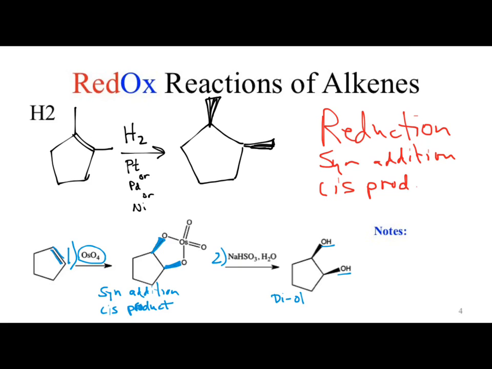We get our cis product, and we could say syn addition. So those two just go hand in hand. Like I think I said on Tuesday, it's kind of like an adverb versus an adjective. The cis is describing your final product, so I would call it an adjective, and syn is describing the action of the reaction. Okay? What's the net result as we move from our alkene to our diol?